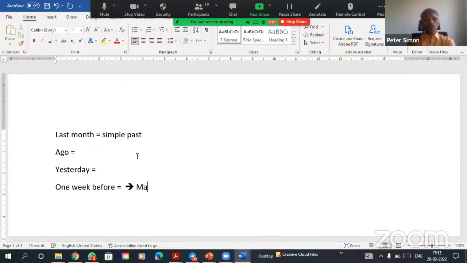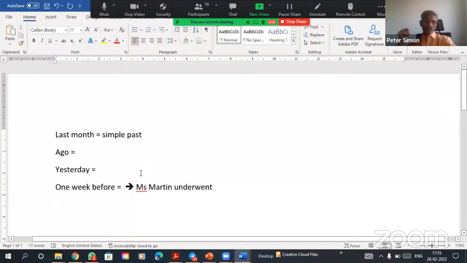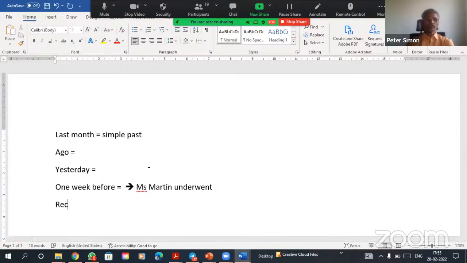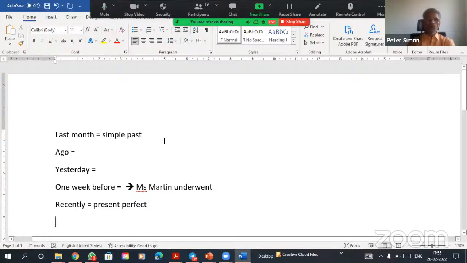Miss Martin underwent. Miss Martin underwent. If you say recently, it is present perfect. Both are correct. If anybody says no, no, no, don't believe. You go to Cambridge Dictionary. Don't even listen to me. Go to Cambridge Dictionary. Recently means present perfect.